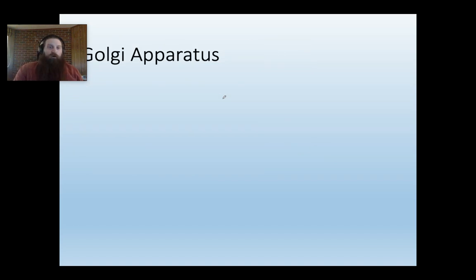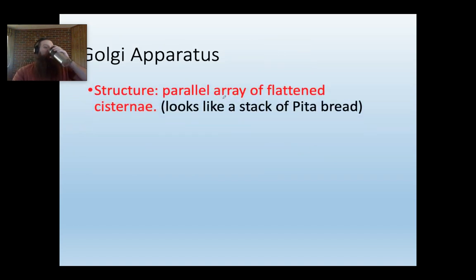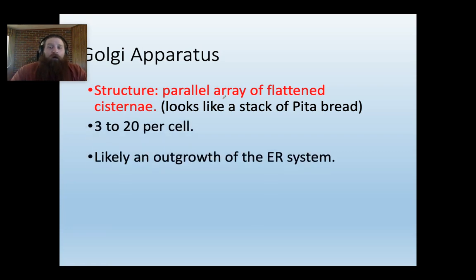On to the next organelle, the Golgi body or the Golgi apparatus. Its structure is a parallel array of flattened cisternae. All right, that sounds fancy. It looks like a stack of pita bread. Okay, so like think about pita bread. It's got the pocket in the middle of it. That's what it looks like, or like a bunch of pancakes on top of each other. You can have as few as 3, maybe as many as 20 in a cell.